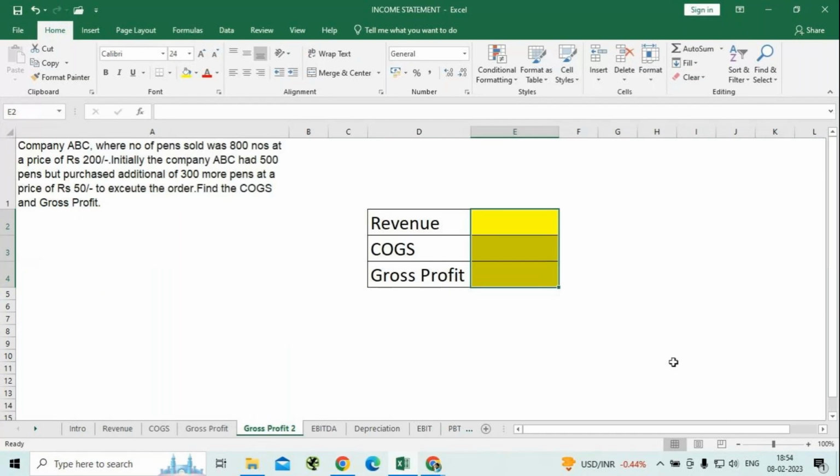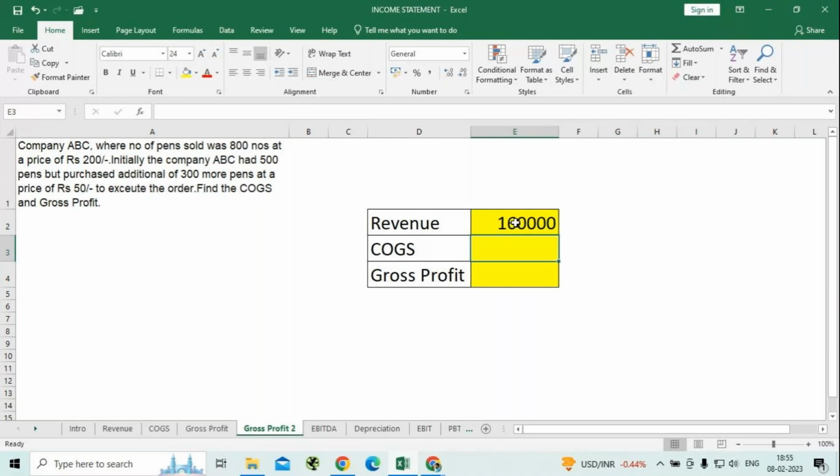So the next thing is gross profit 2. Here we have it. The number of pens sold was 800 numbers at 200 rupees. So the revenue is 800 into 200. And it had 500 pens before itself, and they purchased an additional 300 more pens at a price of 50.